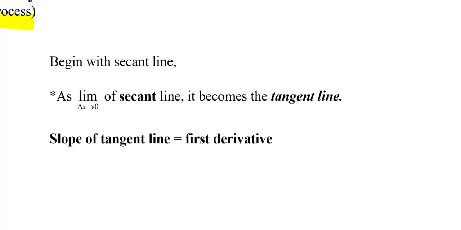Now you're going to see different representations for the same concept, so I just want to go through this one more time with a little bit different language. But you're going to begin with the secant line, which means that when you look at slope, you have 2 points. Okay, so your secant line will cross through your function at 2 points. This is also average rate of change.